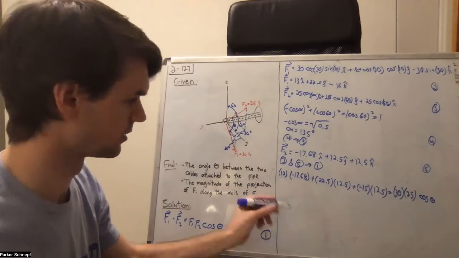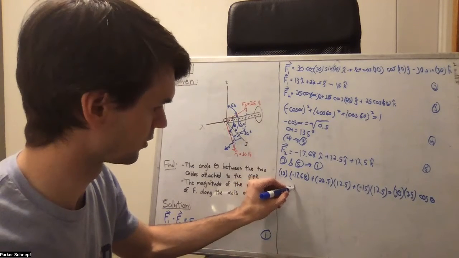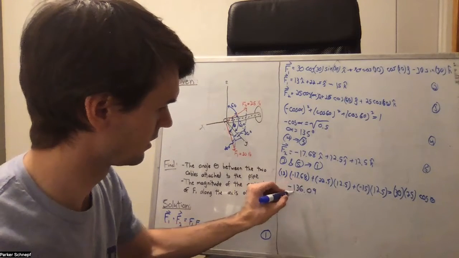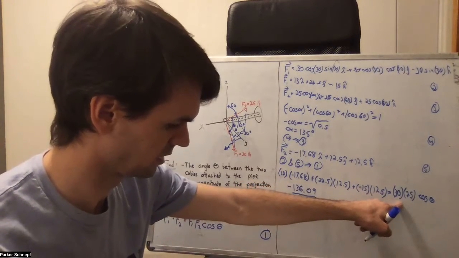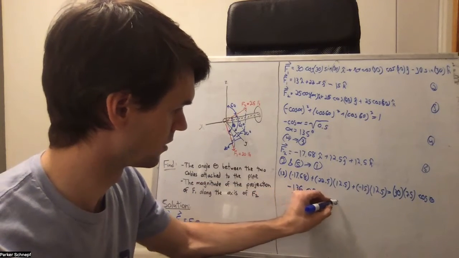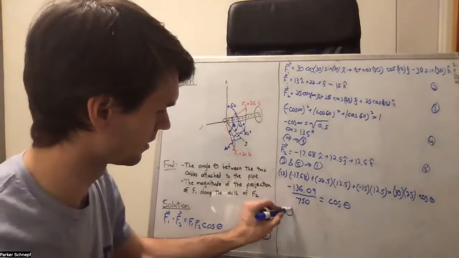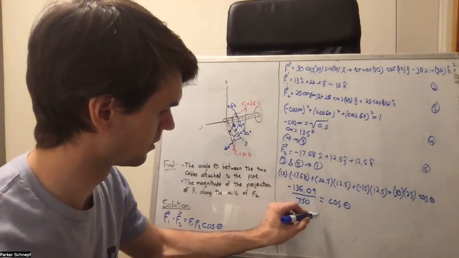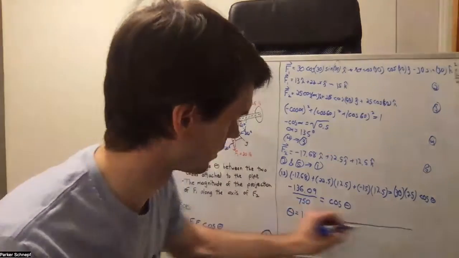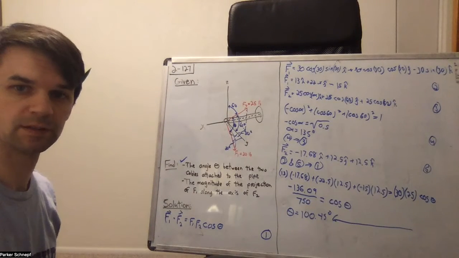And now if I do all the math, the left side gives me negative 136.09. The right side gave me 750. I'm just going to divide it over now. That's going to equal cosine theta. And then I take the inverse cosine of that, and I get that theta equals 100.45 degrees. And that would be the answer to part 1. So hopefully that made some sense.